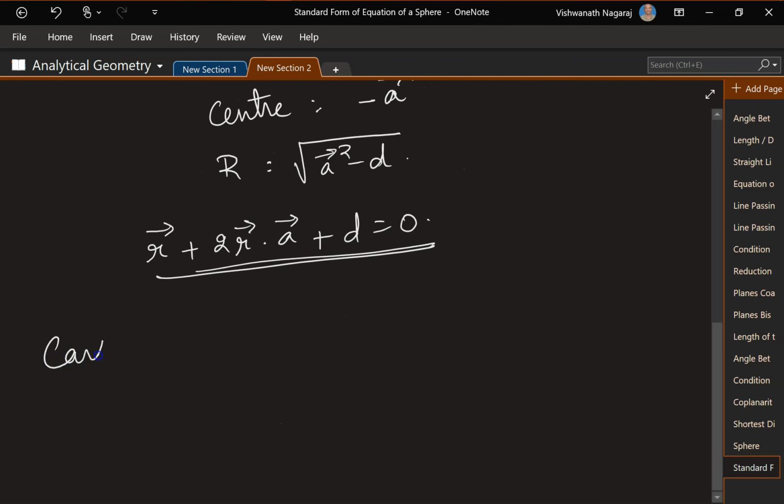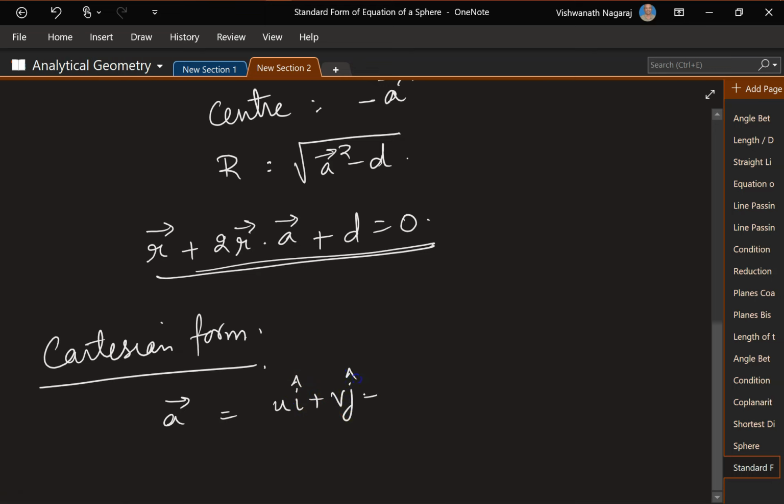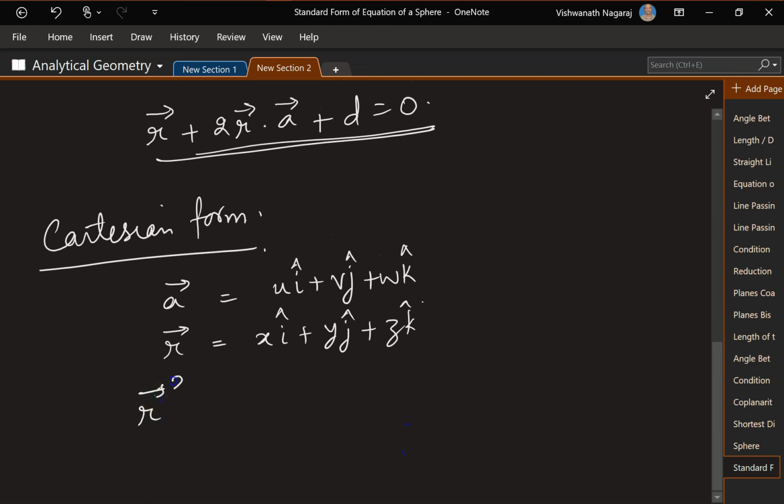Now let's look at the Cartesian form. Pretty straightforward. Just take r, a and convert it into Cartesian form. So a is equal to, let's say, ui plus vj plus wk, and r is equal to xi plus yj plus zk. So our vector form is what? r square plus 2r dot a plus d equal to 0.